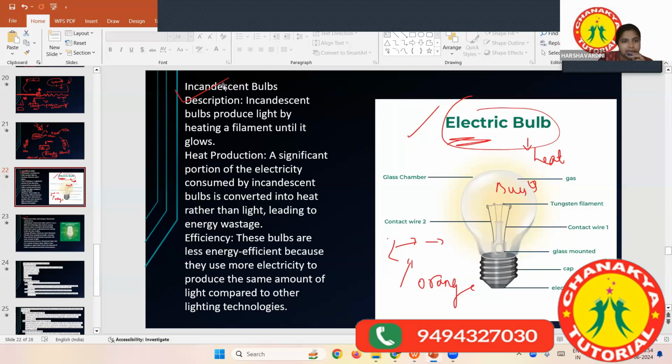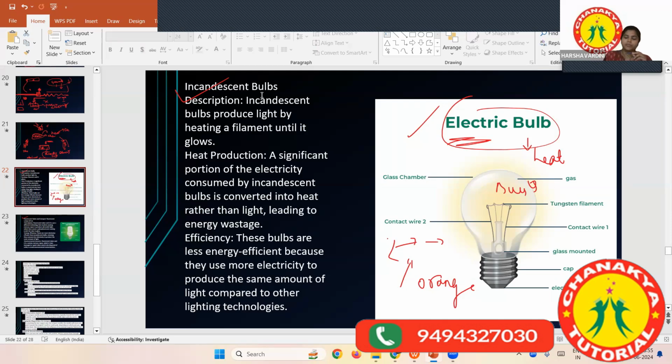So bulbs. So incandescent bulb. We all know this kind of bulbs in the homes. This is a very basic bulb that most of our homes will have. In the starting, we have these kinds of bulbs. These are called incandescent bulbs. It will glow orange. So incandescent bulbs produce light by heating a filament until it glows.